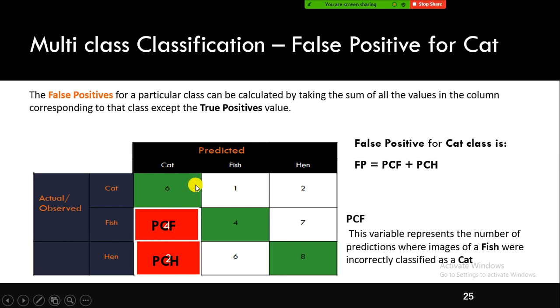Now we need to understand very clearly which one is false positive and which one is false negative. In this case, my model predicted the fish as a cat. Actually it is a fish, but my model wrongly classified it as a cat. That means a positive, so false positive. Falsely, my model assigned a positive for cat to fish. Same thing is applicable here. My model wrongly predicted cat for hen. Predicted cat, whereas it is hen. Predicted cat, whereas it is fish. It is false positive.